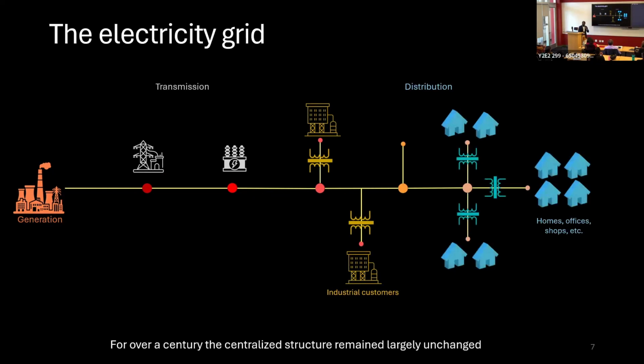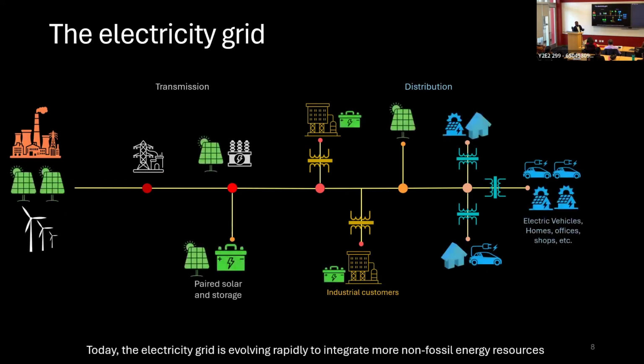And largely this grid has not changed for centuries. So it's quite been the same, where you have a centralized generation, then you take all the energy to the distribution grid. However, due to climate change, this is changing very rapidly. We need to decarbonize. We're in a fight for our lives.